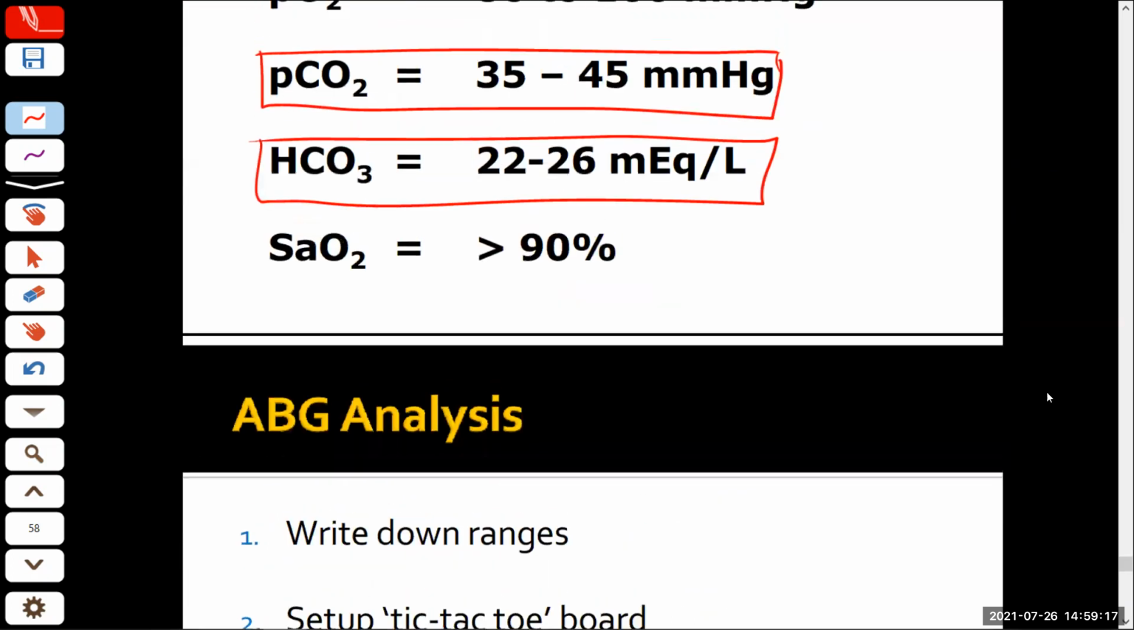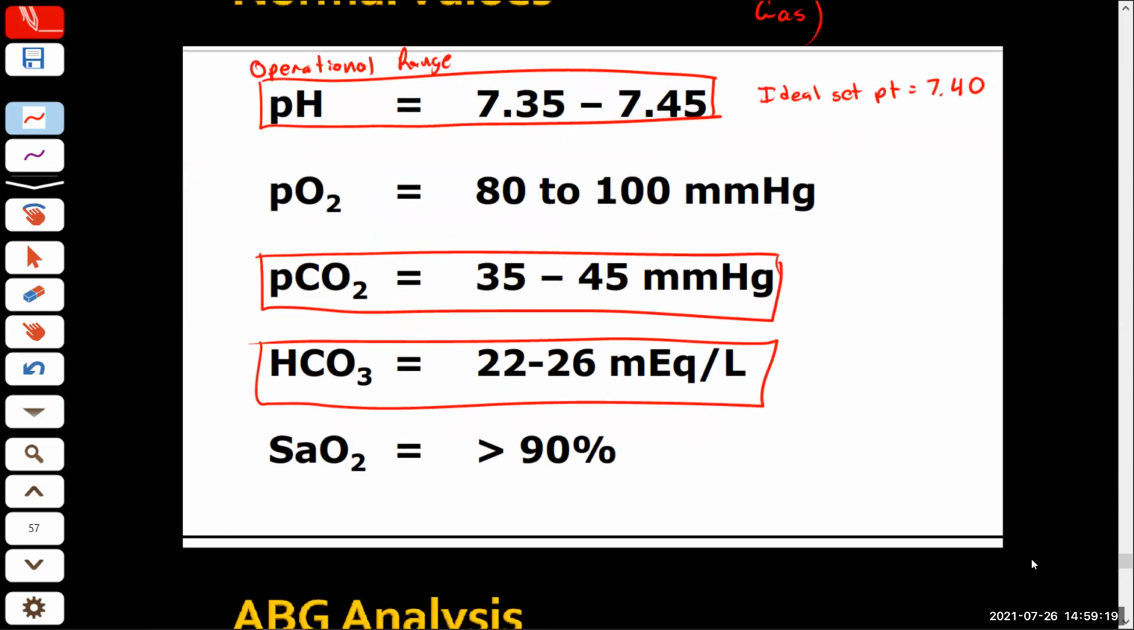Do we need to know the other two things? Nope. You do not need to know about oxygen or oxygen saturation. You can scratch them out. Yeah, I'll scratch them out. Those values, the ones in the red boxes, that's what you need to worry about.